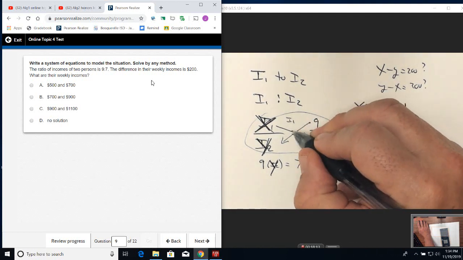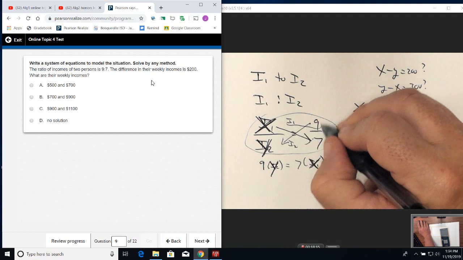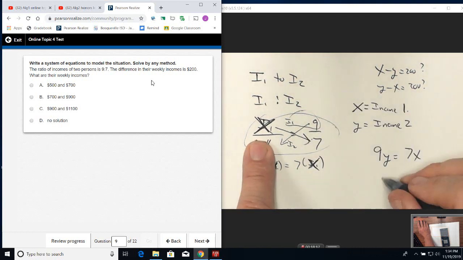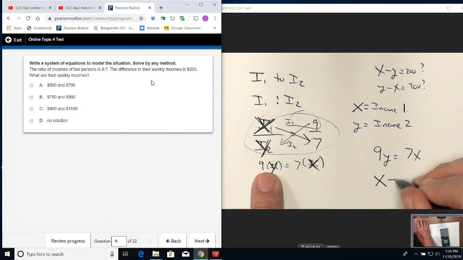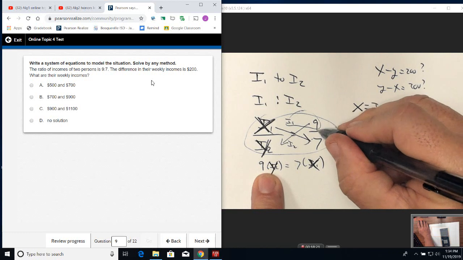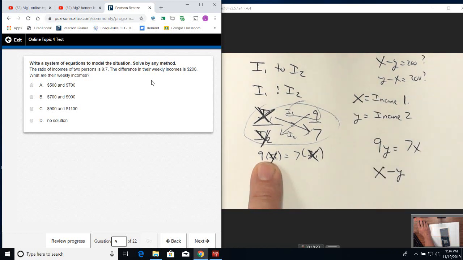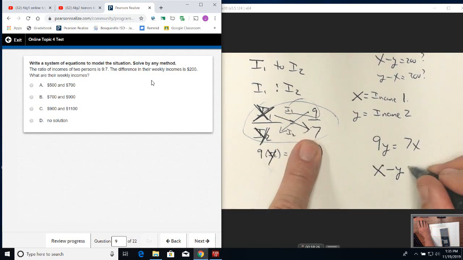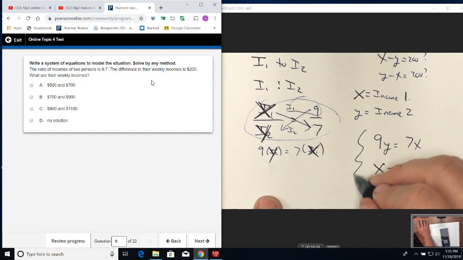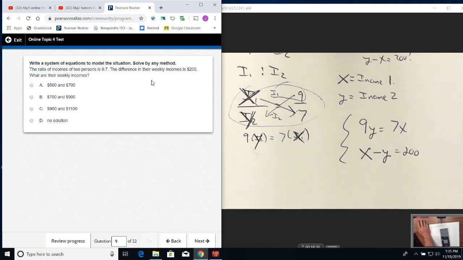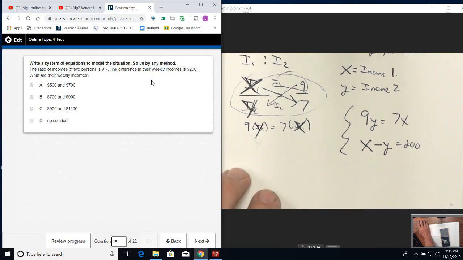Remember, this is a ratio of income 1 to income 2. Income 1 is bigger, and that's x. So it's x minus what? Y. Income 1 is to income 2 as a proportion. So if I take the difference of it, I get a positive 200. There's my system of equations. Just graph it to solve it. Or use substitution, or use elimination. I could care less which.